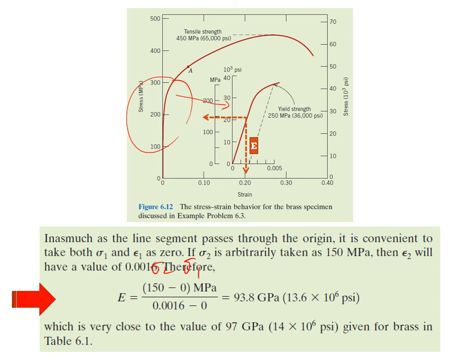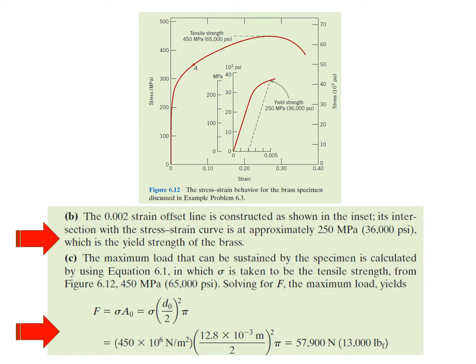Then after that, you need to find the yield strength, which uses the concept of the offset. In this case, they have already done it for you by showing the offset. The 0.002 strain offset line is constructed as shown, and its intersection with the stress strain curve is at approximately 250 megapascal, which is the yield strength of the brass. You draw the straight line until it intersects the stress strain curve, then bring it to the left and read the value, which is approximately 250 megapascal.